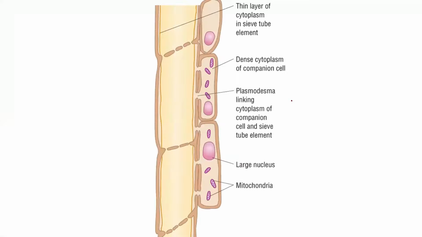All right, this is another diagrammatic view, so just have a look, focus on the things, and then we'll move on to the next one. You can compare the phloem sieve tube elements and the companion cells and see how they're connected.